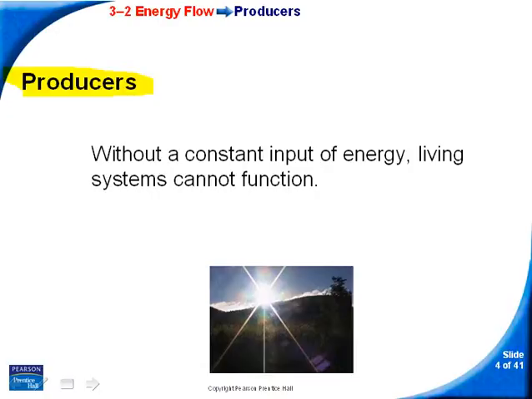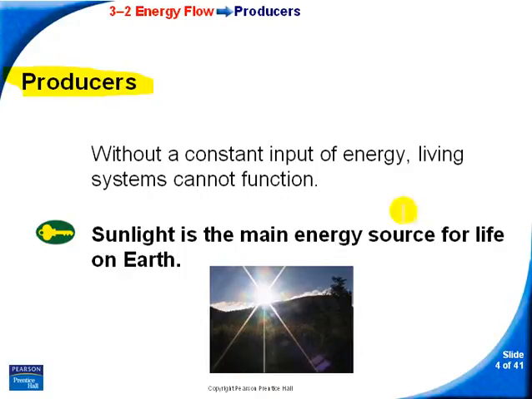So energy has to come into the system that is our Earth. We're not going to burn coal or something to get energy. We have to have energy coming from the outside, and without it, living systems are not going to be able to function. So the source of this energy is the sun. Sunlight is the main energy source for life on Earth.